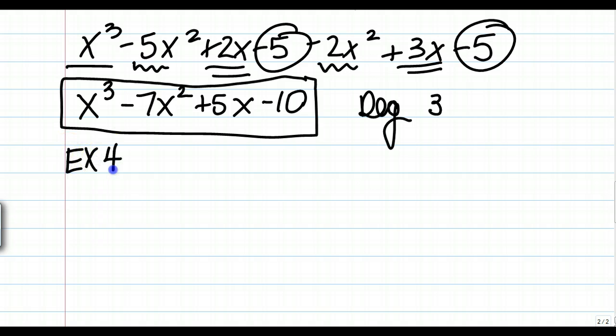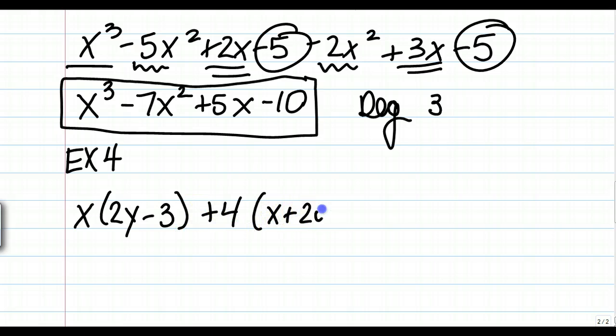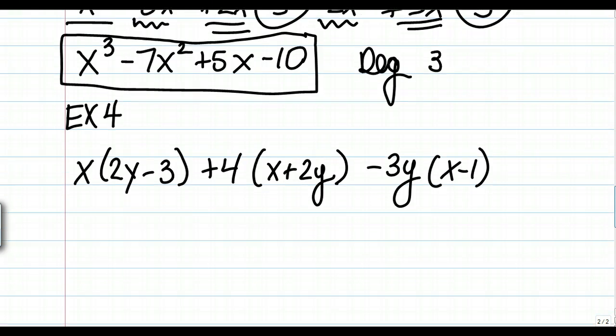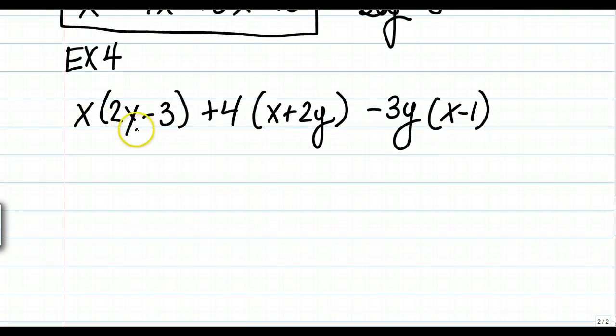Example number 4. This is going to be x times the quantity 2y minus 3, plus 4x plus 2y, minus 3y times x minus 1. With this one, you want to go ahead and distribute your numbers before you start combining like terms.